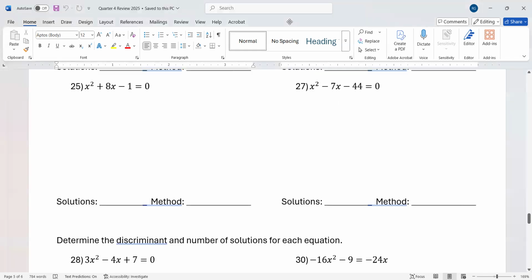All right, 25 looks like a factoring problem. But if I try to find the factors that multiply to -1 and add to 8, you're going to find that that's not possible. So factoring cannot happen. But I do see that A is 1 and B is even, so I'm going to complete the square here.